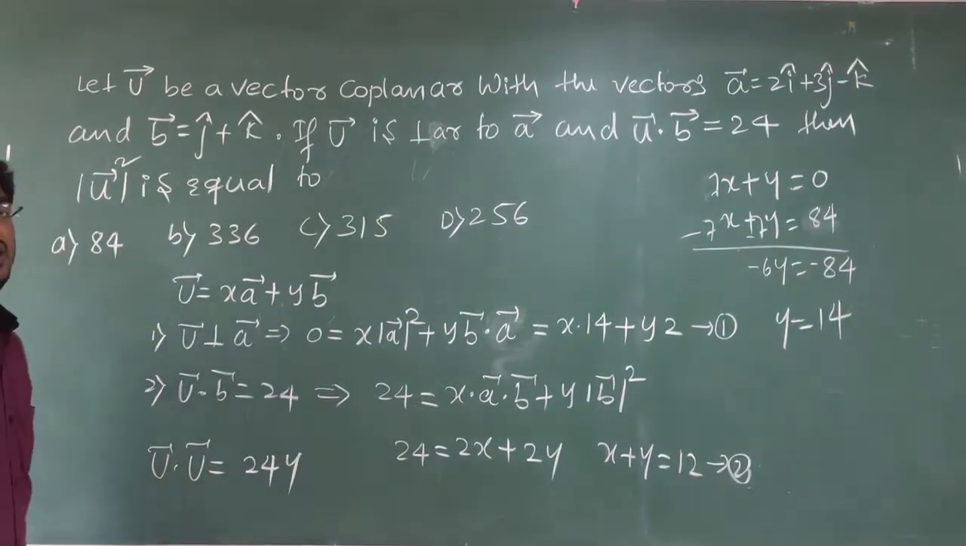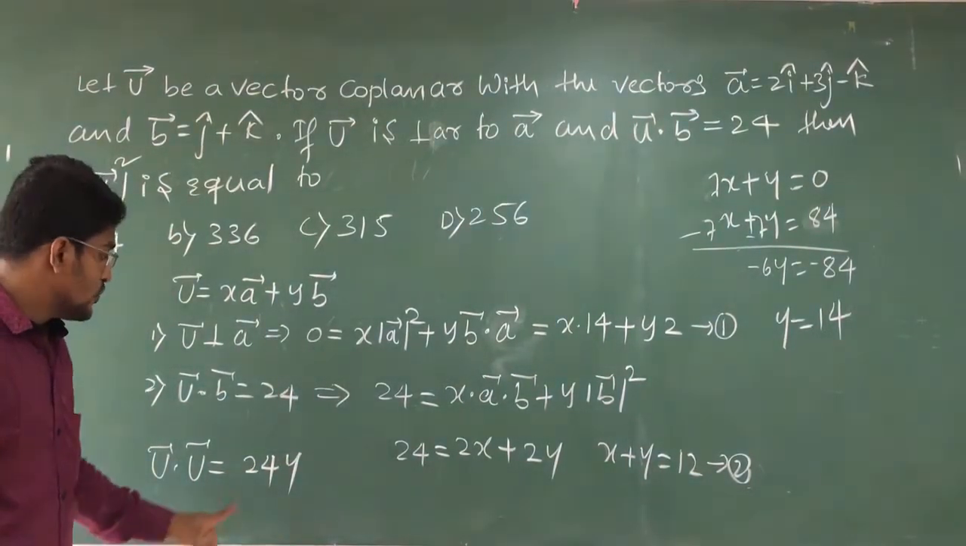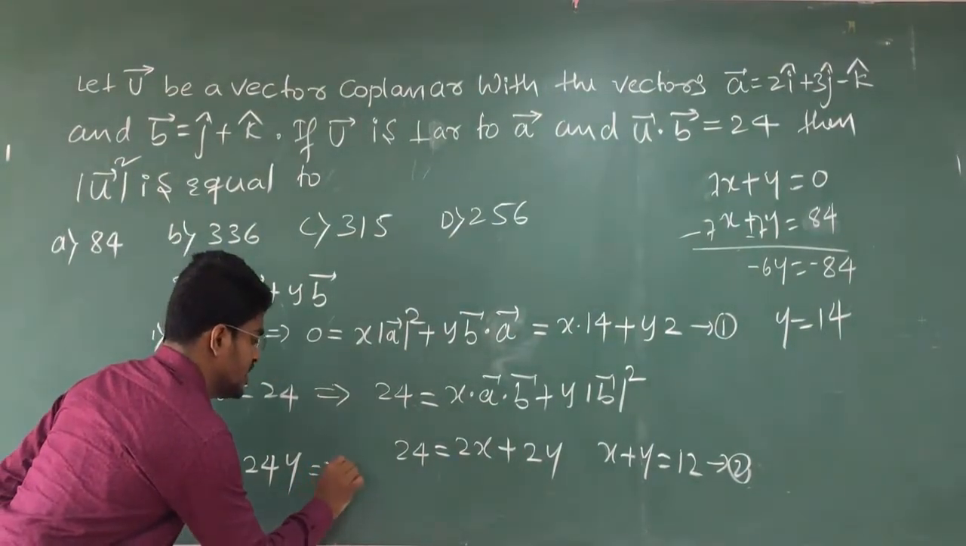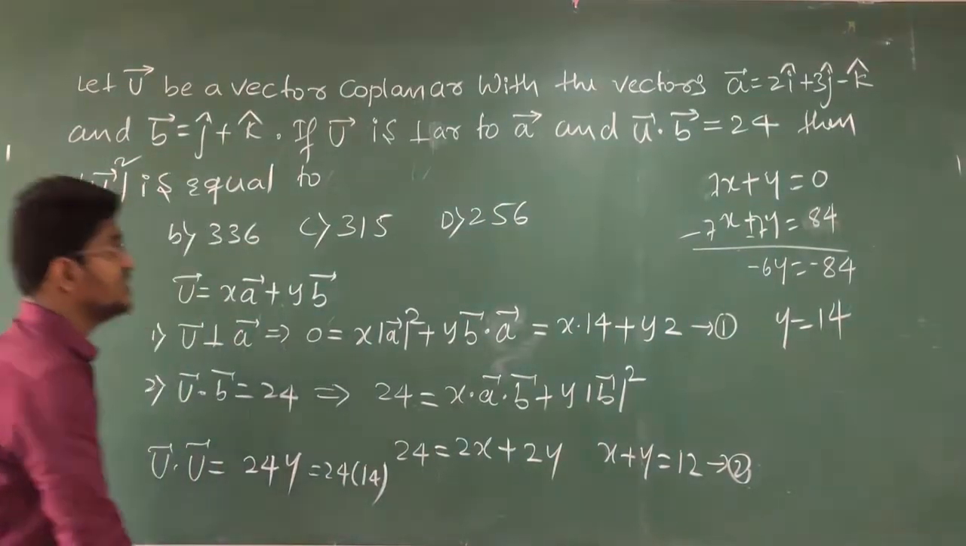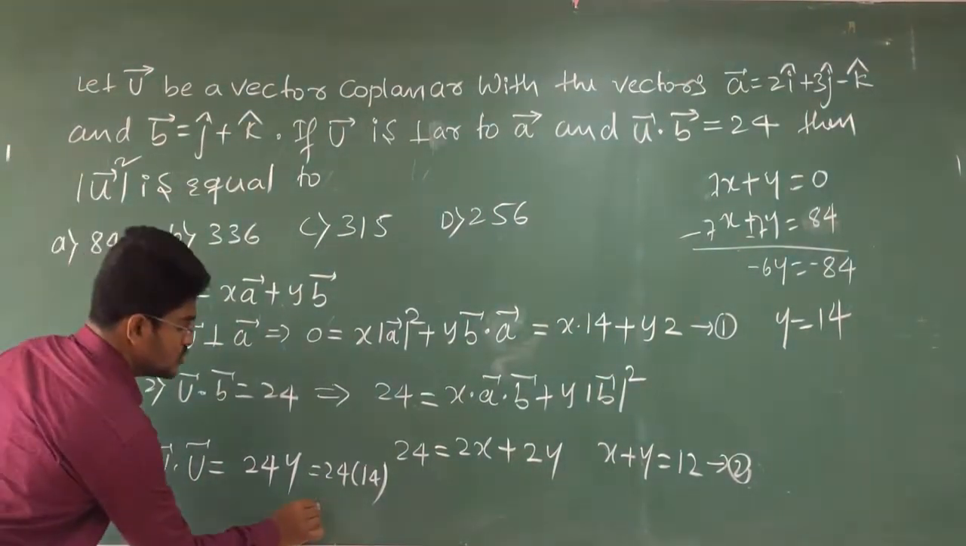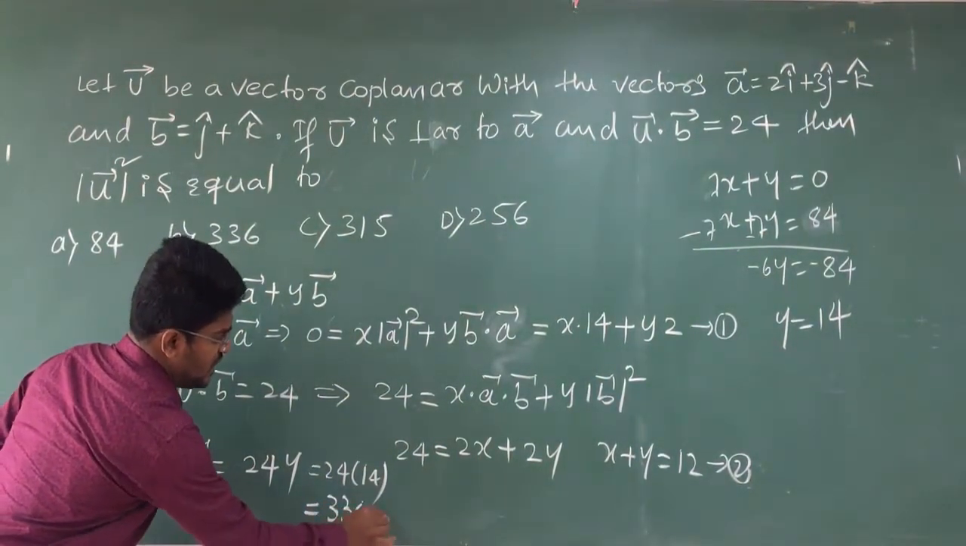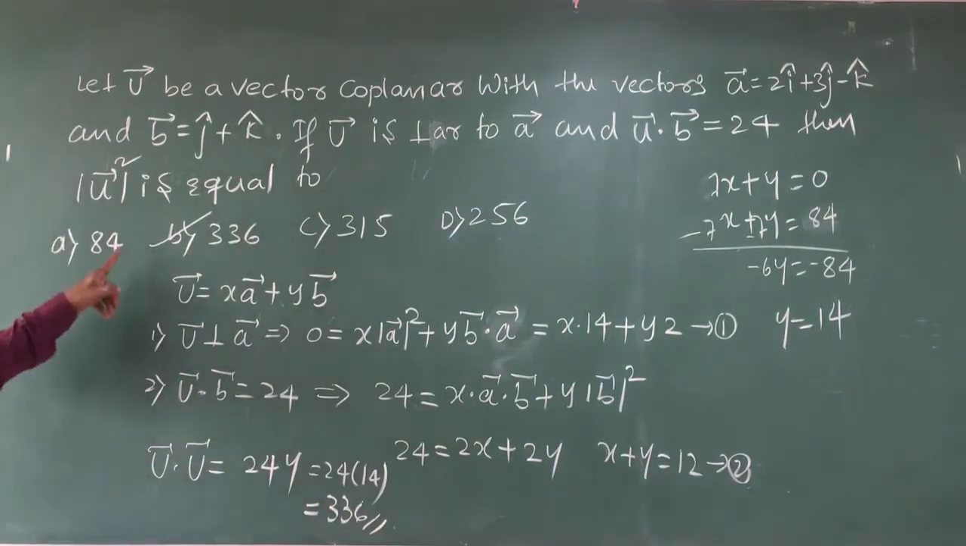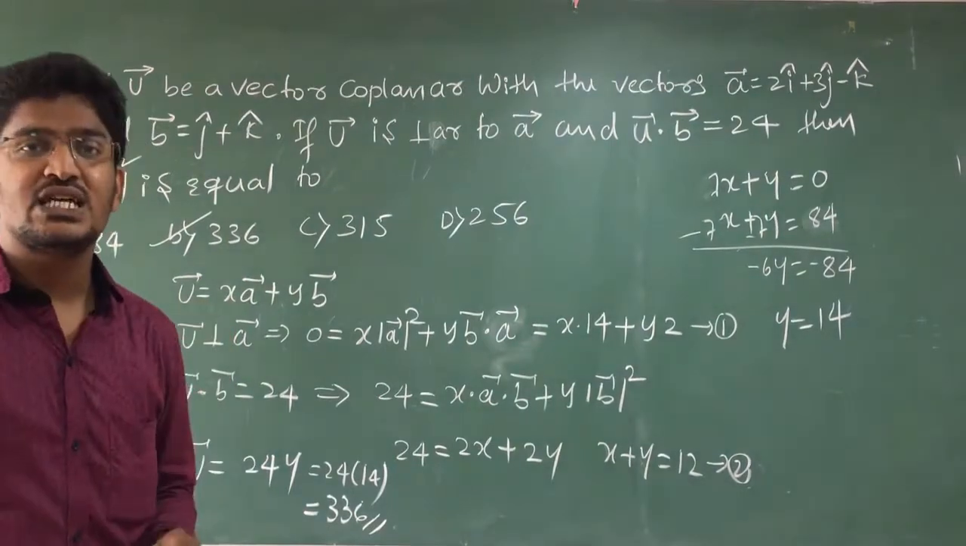24y. So 24y means what? Y is equal to 14. So that is 24 into 14. That is nothing but it will be equal to 336. So option B is going to be the correct answer.